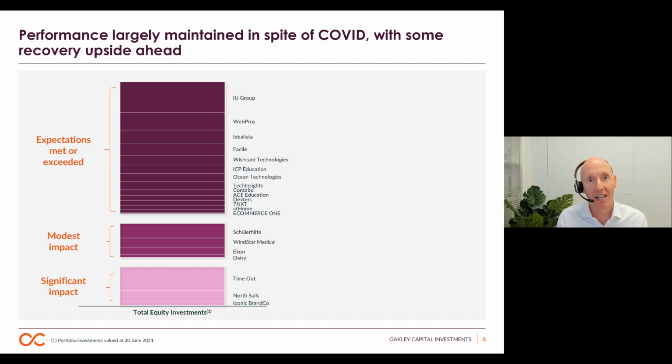There has been significant impact on 3 names, Time Out, North Sales, and Iconic Branco. These are groups that have relied upon direct access to consumer and physical locations. And as a result, they've seen significant disruption over the last period. Clearly, we've achieved our performance despite that. So there is some COVID recovery upside within the portfolio as well, which is great to know is in the potential of the group.